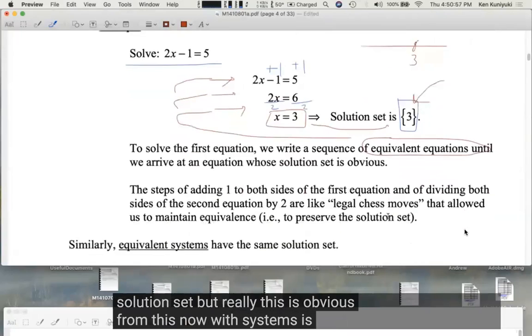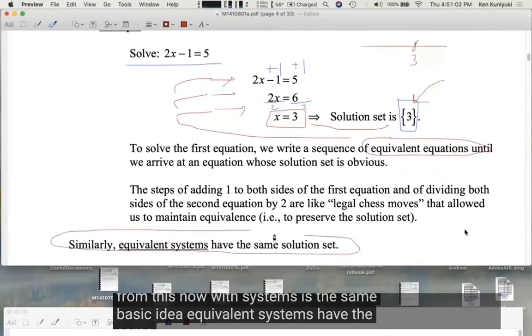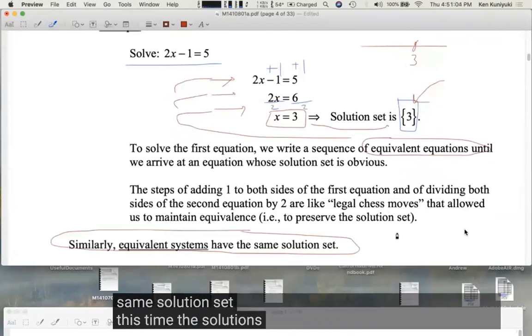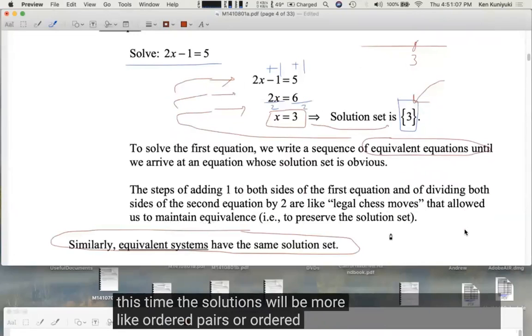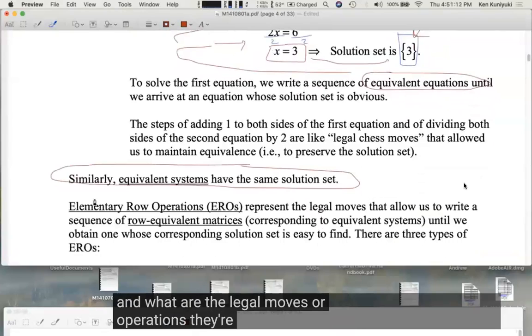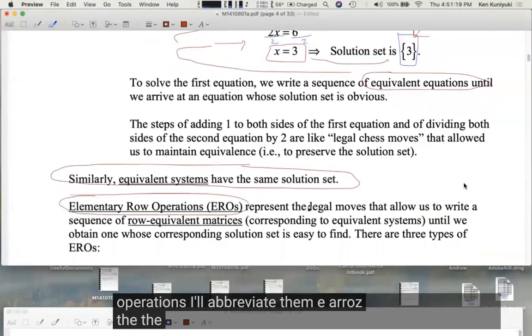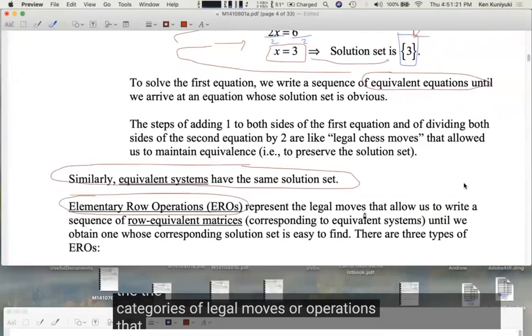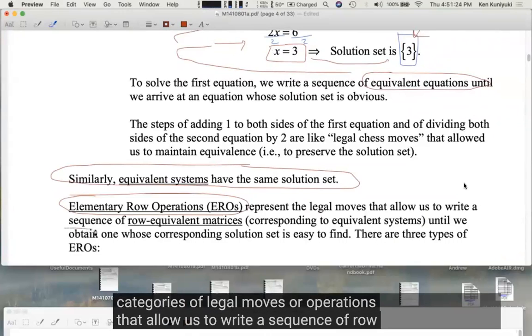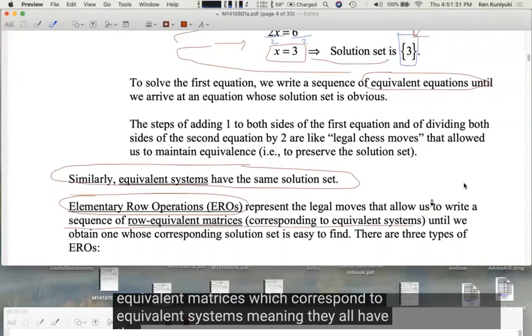Now, with systems, it's the same basic idea. Equivalent systems have the same solution set. This time, the solutions will be more like ordered pairs or ordered triples. And what are the legal moves or operations? They're called elementary row operations. I'll abbreviate them EROs. These are categories of legal moves or operations that allow us to write a sequence of row equivalent matrices, which correspond to equivalent systems, meaning they all have the same solution set.